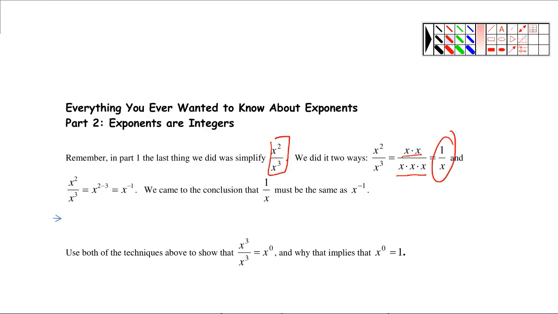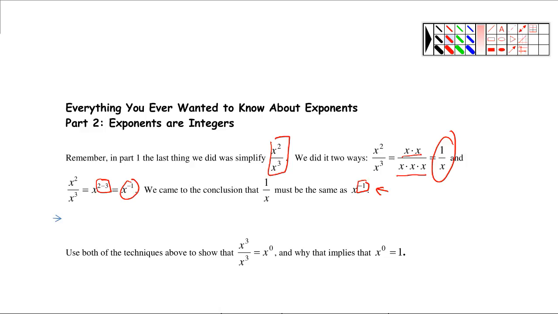The other way was to subtract the top exponent minus the bottom exponent. We got x to the negative 1. We came to the conclusion that 1 over x must be the same as x to the negative 1. Now we are no longer just dealing with exponents that are counting numbers. Now, with an exponent of negative 1, we are expanding exponents to include all integers.